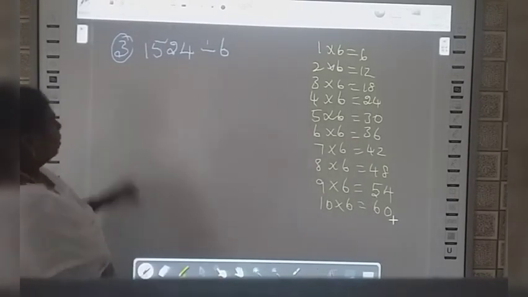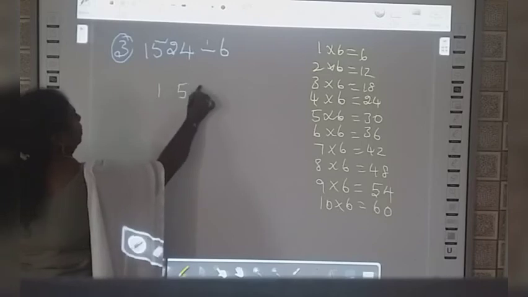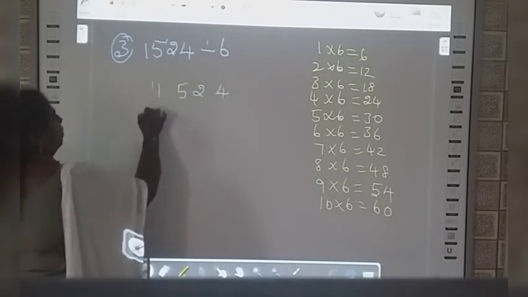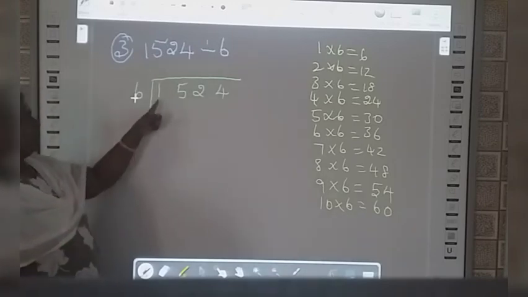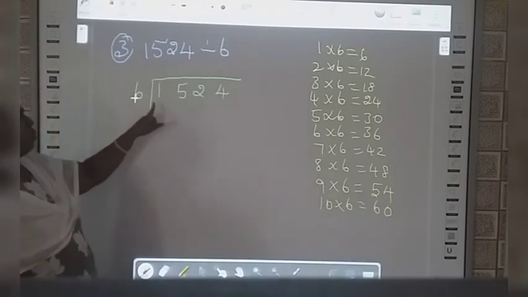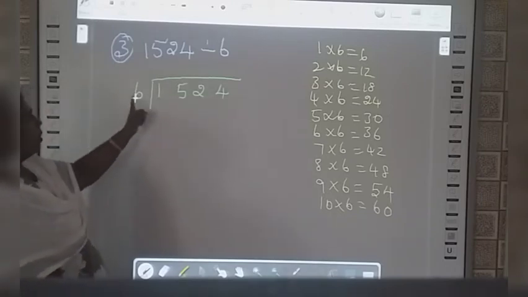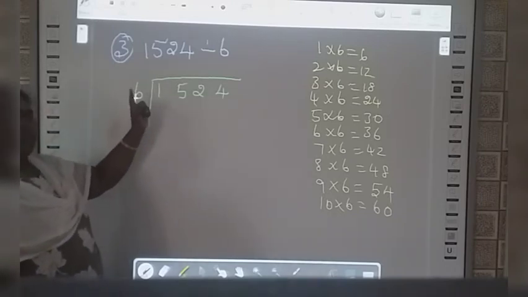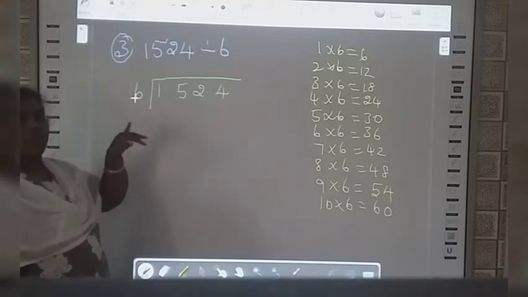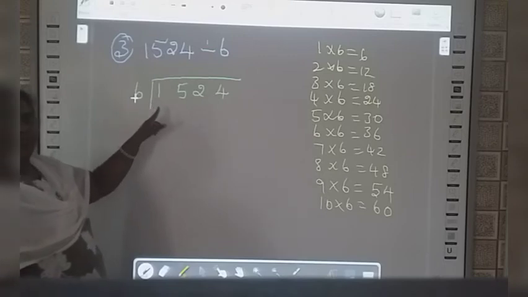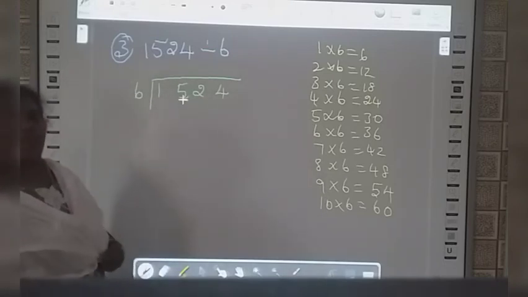Okay. Now we are going to divide the value 1524 divided by 6. Now you check that the first value is the smallest value, isn't it? So what do we have to do? We have to take the next number also. First we have to compare these two numbers. 6 is the greatest value, but here 1 is the smallest value, right? So we cannot divide. So you have to take the next number also. That means 15 will come, right?